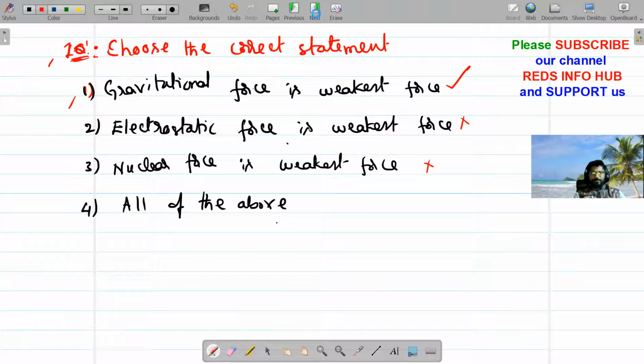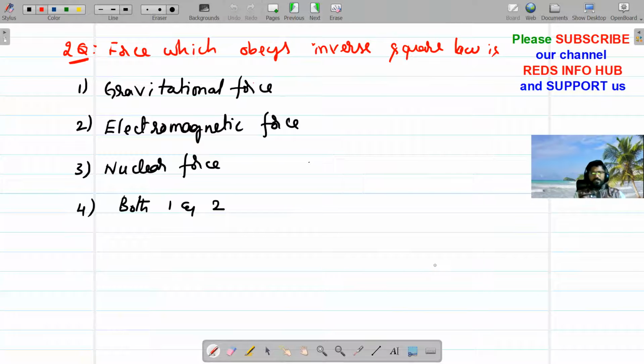Next question. The next question is, the force which obeys inverse square law is. The options are gravitational force, electromagnetic force, nuclear force. Fourth option says both 1 and 2. What are 1 and 2? Gravitational force and electromagnetic force. Yes, which is your correct answer? Yes, very good. Gravitational force obeys inverse square law.